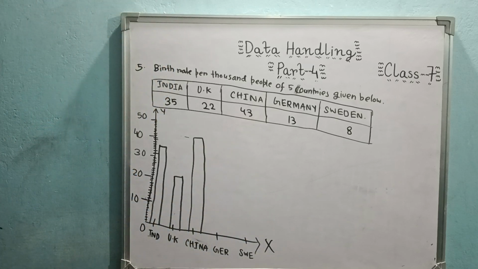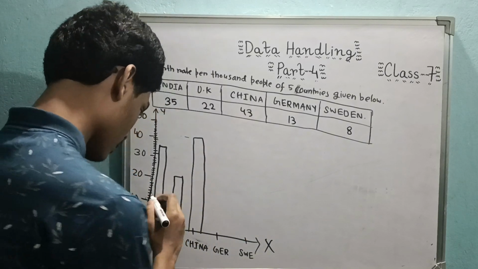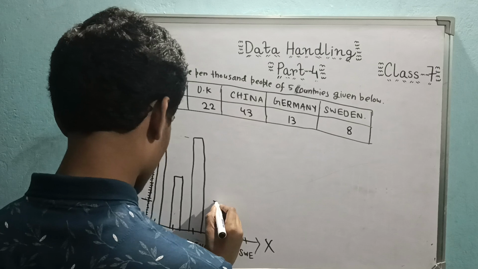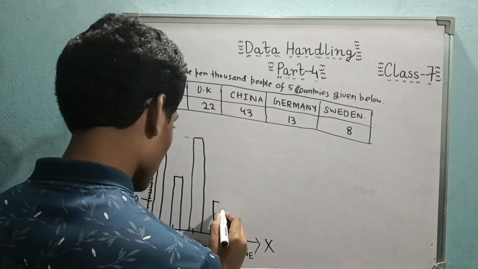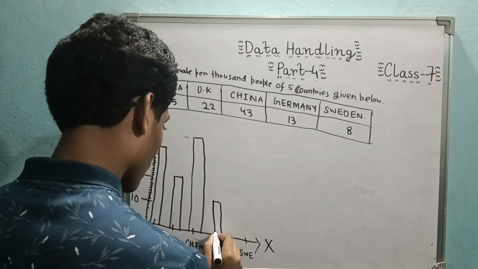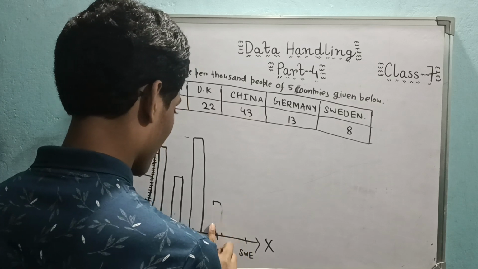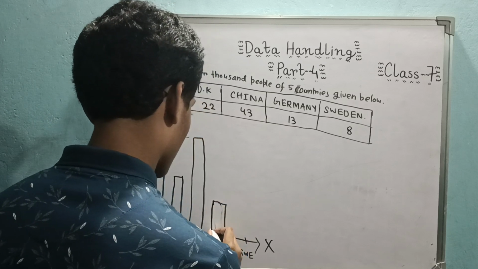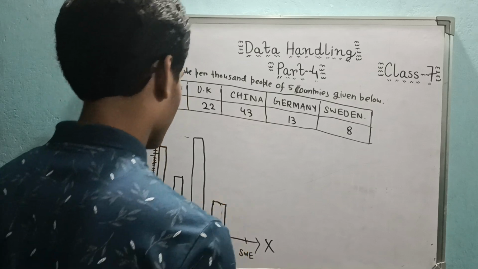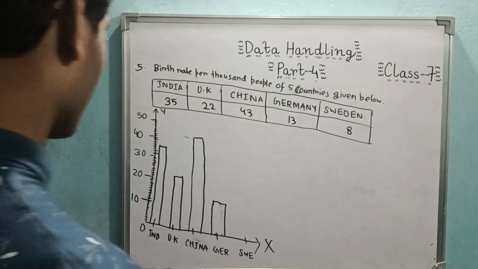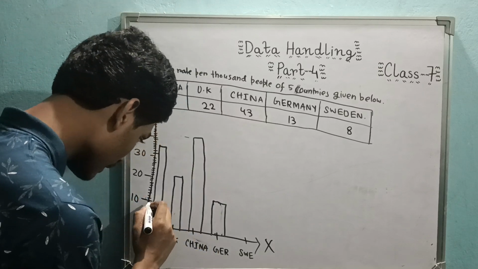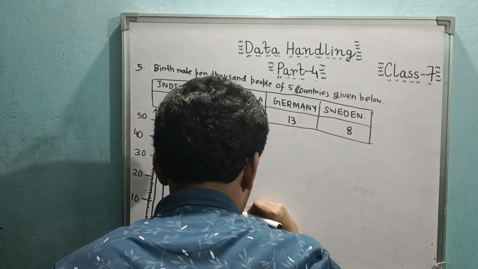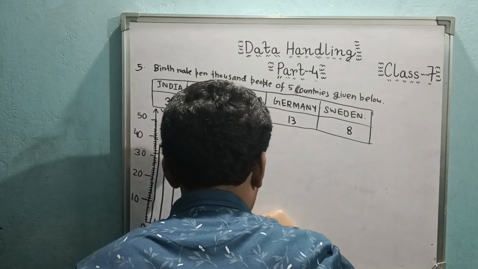Good. So in Germany, 13. 10, 11, 12, 13. Mark the apex on 13. Bring the bar down on Germany. Oh, come on. That was not a good one. Now it's okay. And why not Sweden? 8. So this is 10, 9, 8. Somewhere around here. Mark the apex here. Bring it down on Sweden.